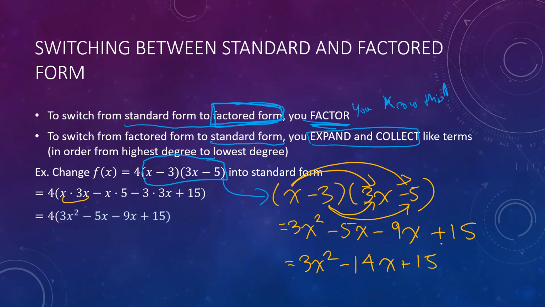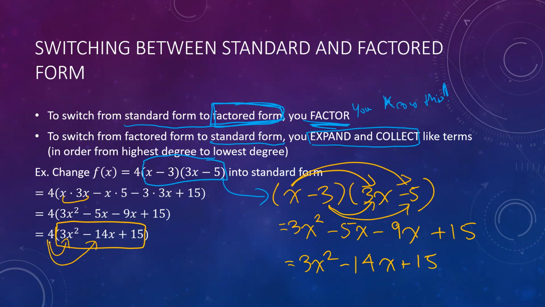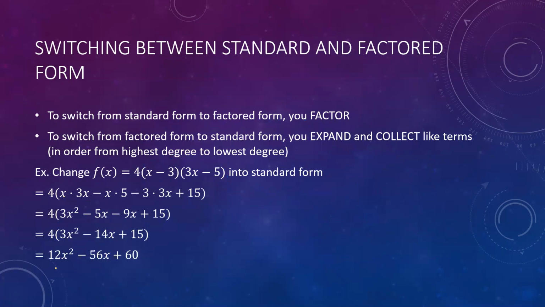And then in my next step here, I simply take my final answer of the product of the two binomials, 3x squared minus 14x plus 15, and I'm simply going to multiply each term by the leading coefficient, which is 4. So all I have to do there is multiply out the leading coefficient of 4, and I end up getting, I'll erase this so you have more space to see it, 12x squared minus 56x plus 60. And that is my standard form of the equation. So now I look at that and say, okay, that's standard form, and I know how to work with that.